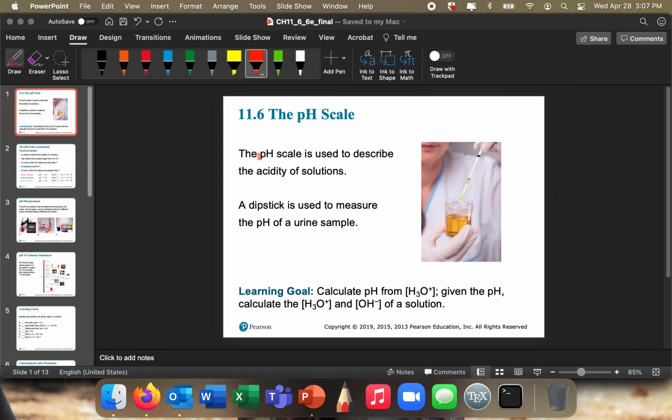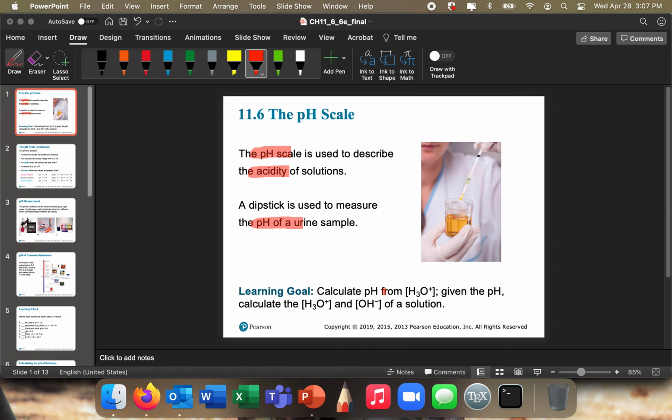So first of all, let's give a definition. The pH scale is used to describe the acidity of solutions, and it's very important for lots of things. Here's a picture of a dipstick being used to measure the pH of a urine sample. Urine, blood, foods, drinks, soils, lots of medications, lots of things. The pH matters very much.